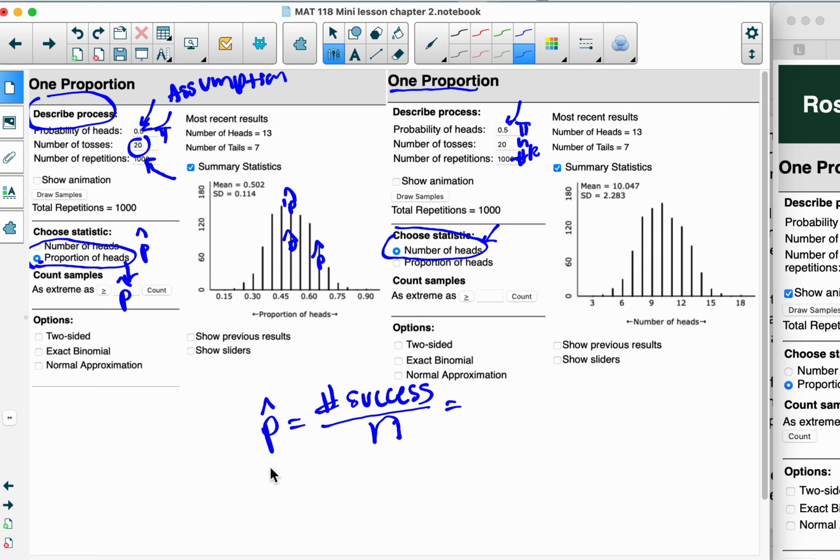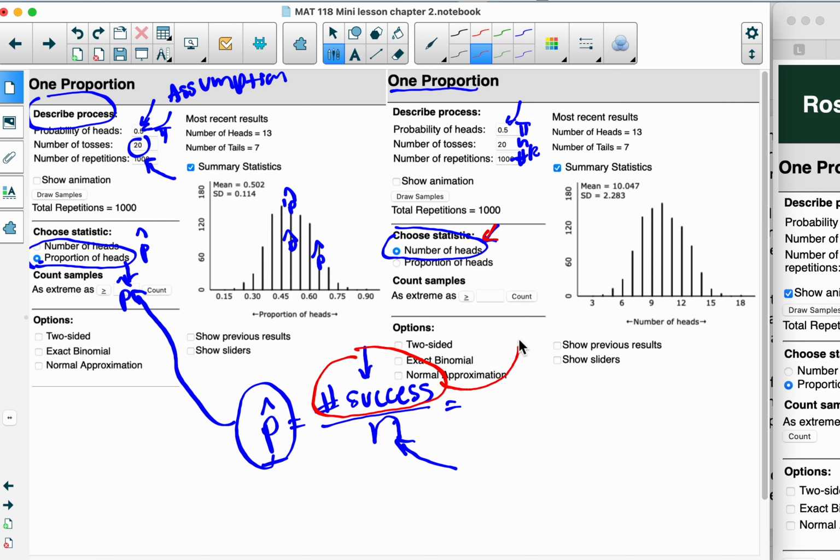Remember, there are three pieces to a p-hat. The proportion is the number of successes divided by the sample size. In the previous case, we're entering our observed p-hat here. In this case, when we have number of heads selected, that really relates to what our number of successes is, and that is what we put in this box here. So if we have any two of these three pieces, we can calculate the third piece.